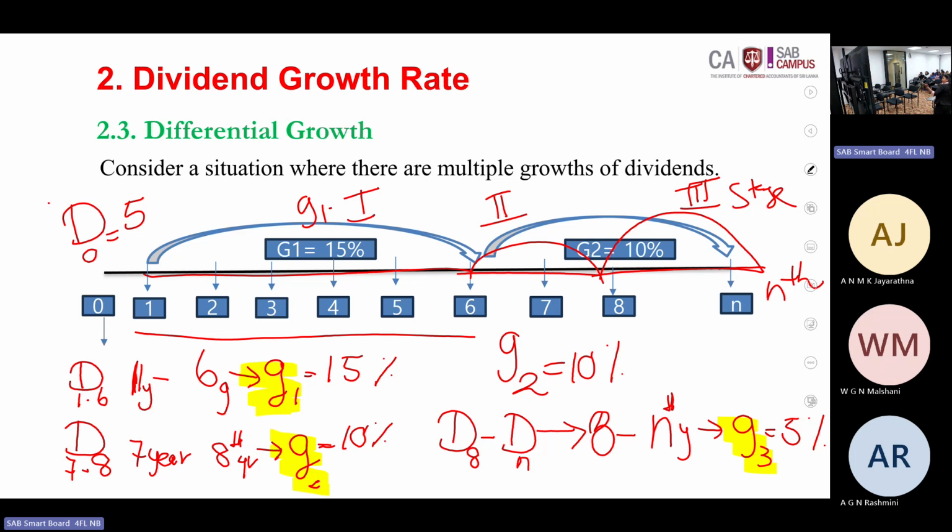There might be more than this, even 10-stage models. Can't it happen? There might be practical scenarios: year 1 to year 2, another rate. Year 2 to year 5, another rate. Year 5 to 6, another dividend growth rate. From 6 onward, another growth rate. There might be cases like that. So what do you call this? This is the differential growth rate. Are you clear on this one?